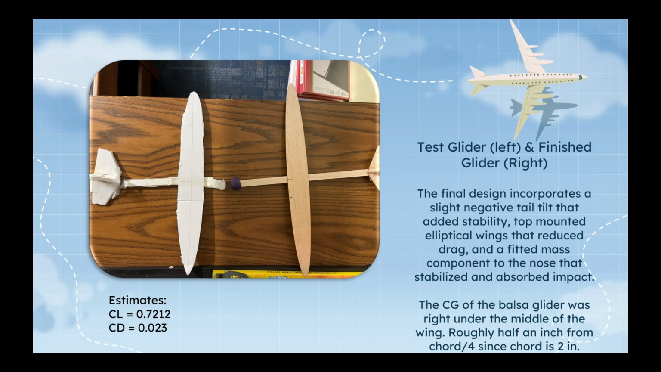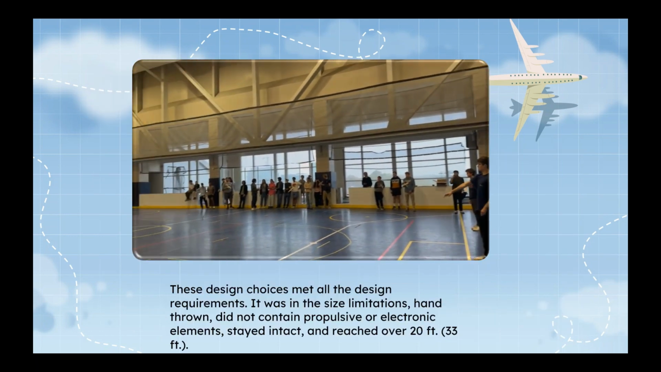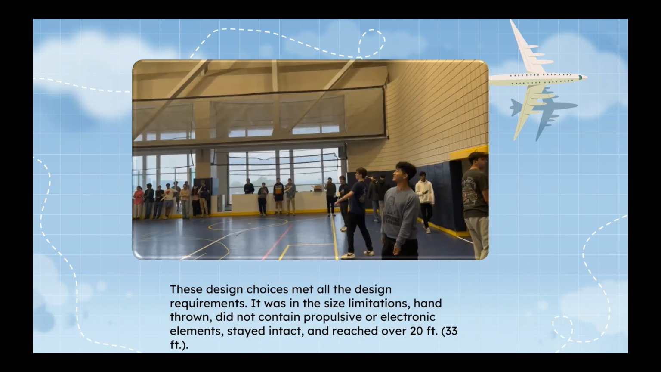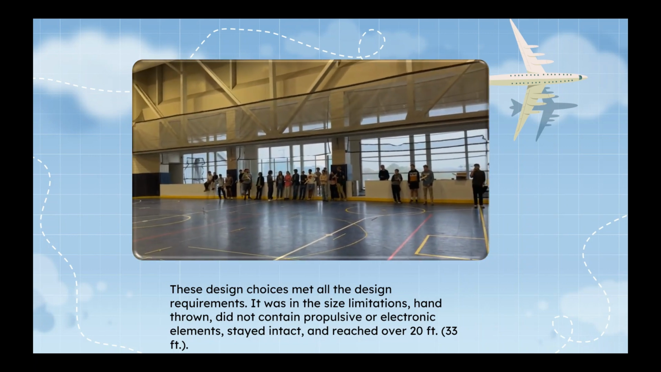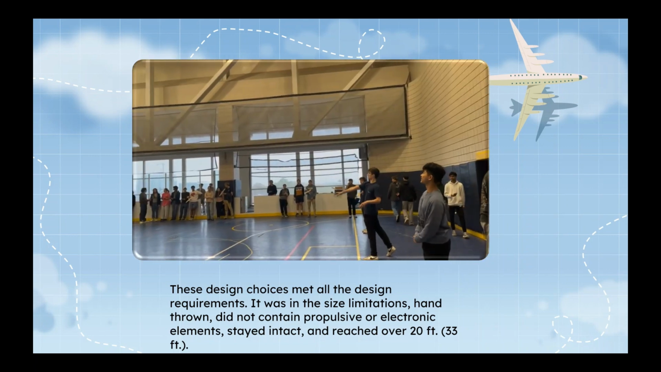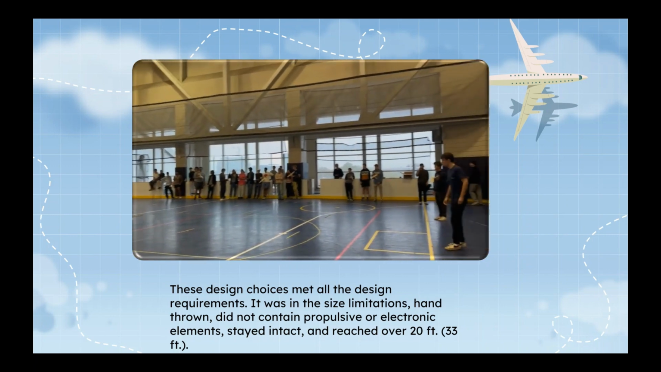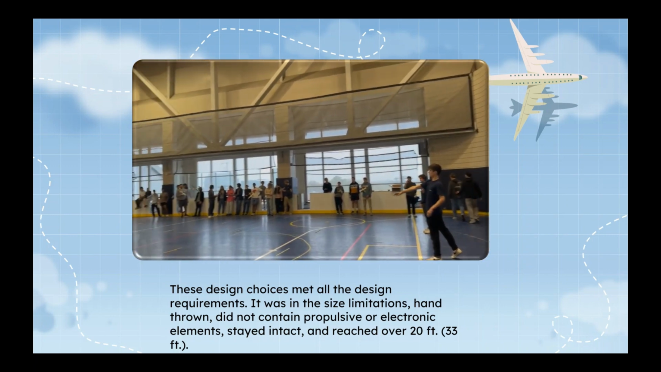The center of gravity of the balsa glider was right under the middle of the wing, roughly half an inch from chord over 4 since the chord is 2 inches. These designs met all design requirements. It was within the size limitations, hand thrown, did not contain any propulsion or electronic elements, stayed intact, and reached over 20 feet. Ours personally reached 33.